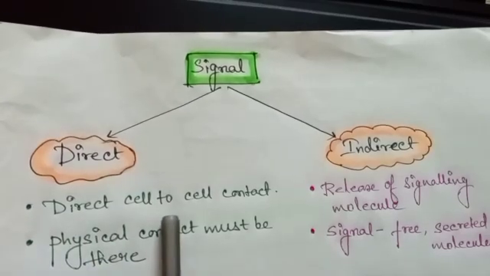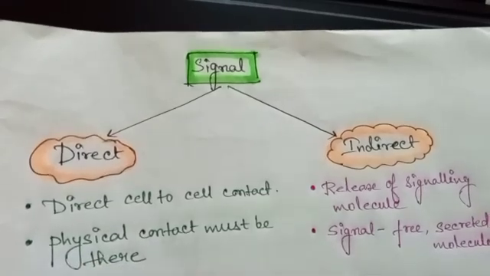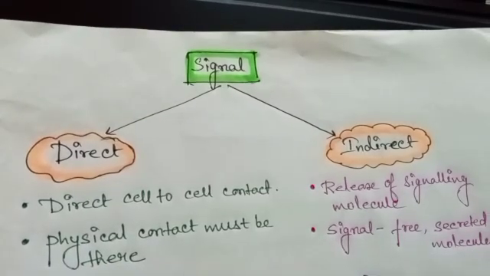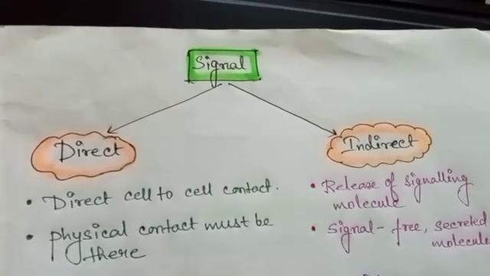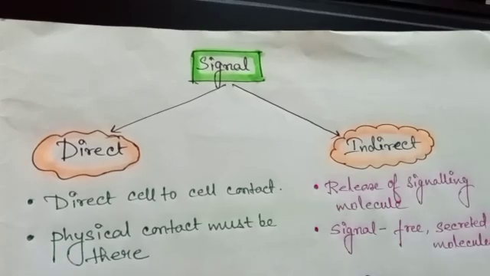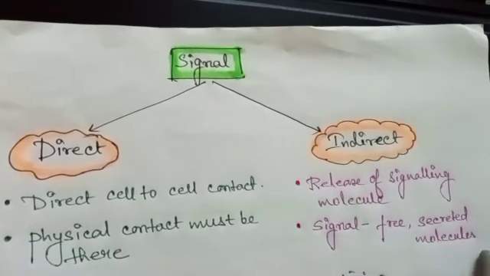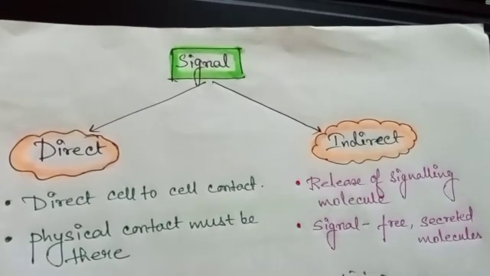That is, direct cell to cell contact can be there, that is direct signaling, and physical contact must be there. If there is physical contact, then it will be direct signaling. In case of indirect, there should be release of signaling molecule. Any signaling molecule can be released, and the signal molecules released from the cell are free and secreted molecules, secreted from the cells. That's why they are called secreted molecules, and this can be discussed elaborately with some diagrams.